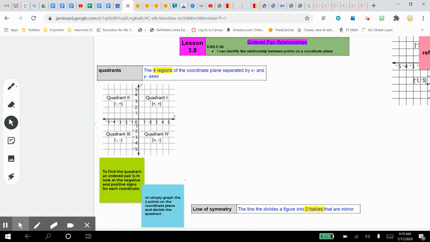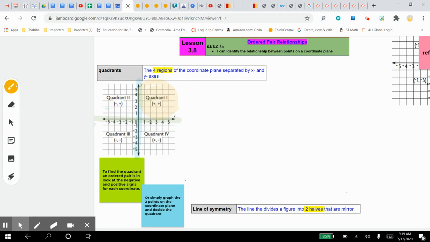Okay, so our first vocabulary word today here is quadrants. Quadrants are the four different areas or regions that we break a coordinate plane up into, and we separate those by the x and the y-axis. Okay, so we're going to separate them by the x and the y-axis, just like before. All right, so quadrant one, sorry, is right here.